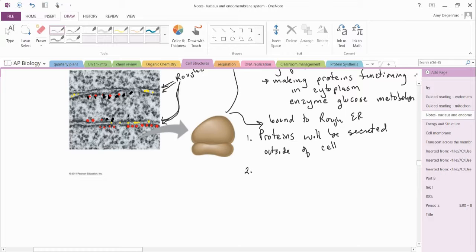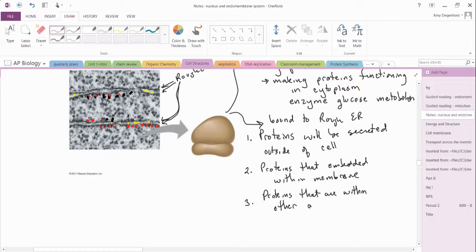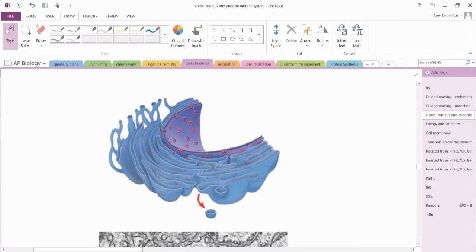The second one will be proteins that are for the membrane, that are embedded within the membrane. And then the third option is going to be proteins that are within. Now the key there is within. It's inside other organelles. So we're going to take a look at these three places. Now to start that, we have the rough ER.